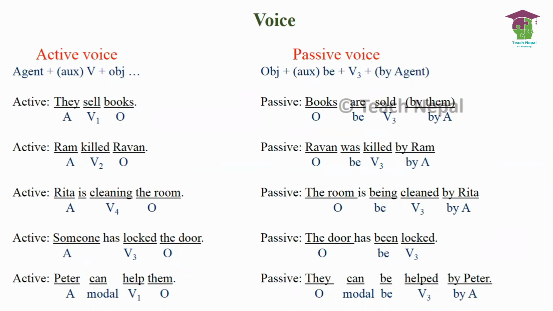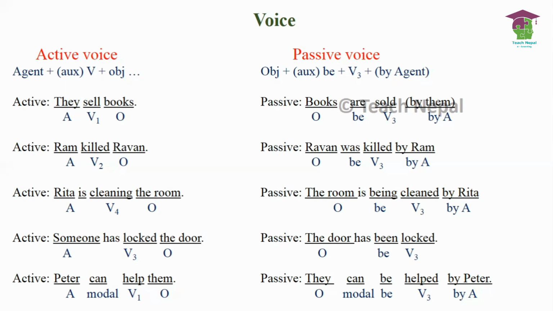So active, they sell books, passive, books are sold by them. So the structure in active is subject plus verb 1 plus object, and structure in passive is object plus verb plus that is what you call agent or subject. We can write in this way.